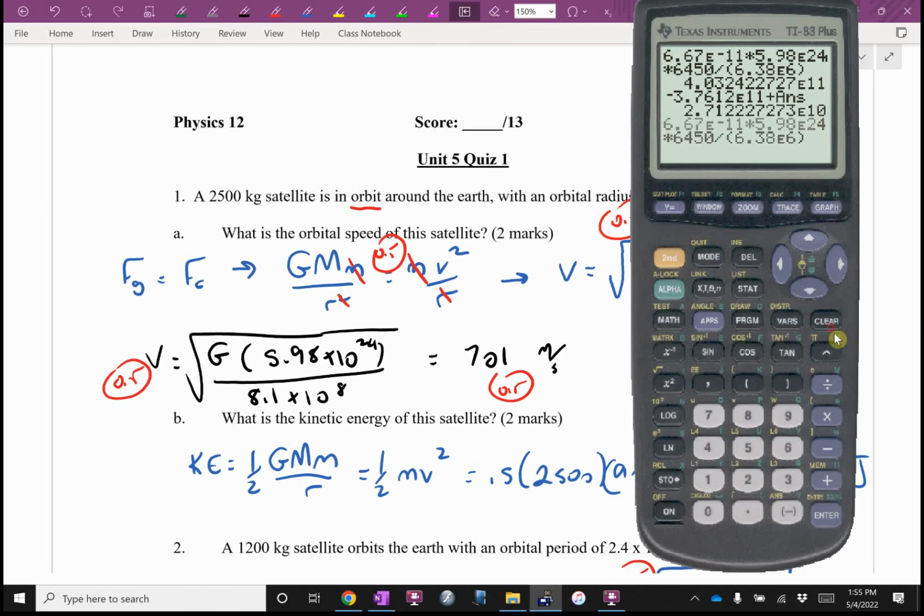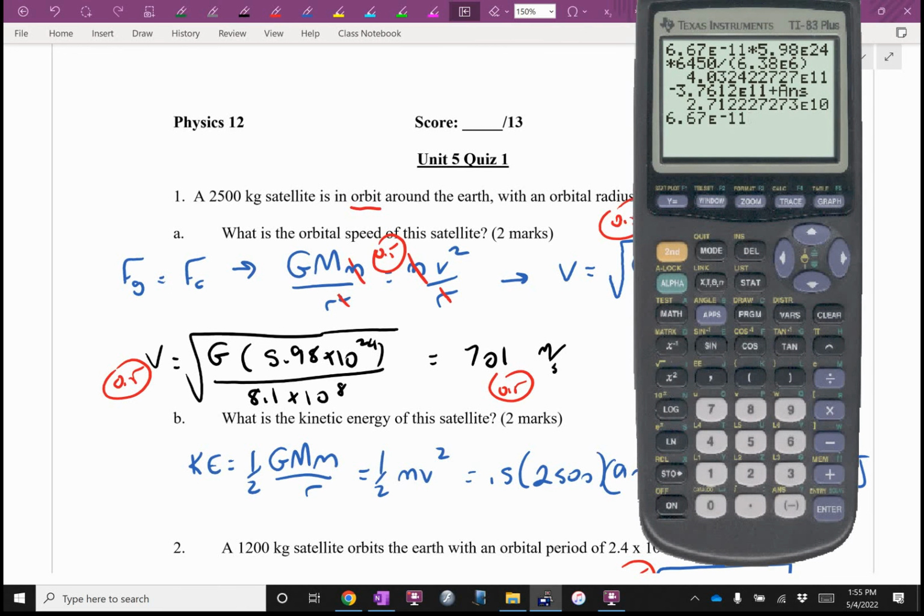Oh, heck, let's just retype it. It's going to be faster. 6.67 times 10 to the negative 11 times 5.98 times 10 to the 24th divided by 8.1 times 10 to the 8th. Check for typos. That looks good. And then square root of that. Square root. Answer button. Yeah, it should be 702. Fine.